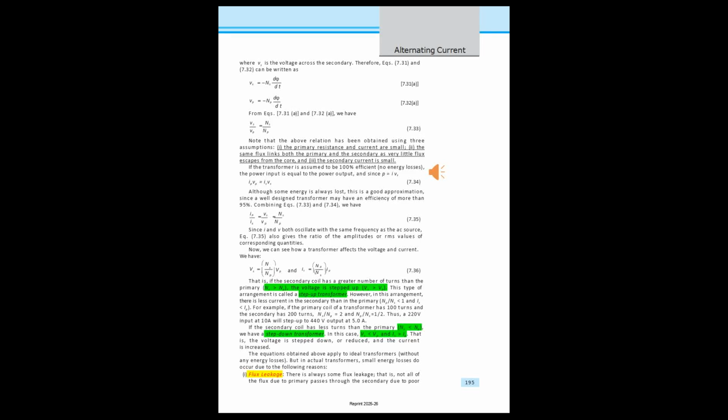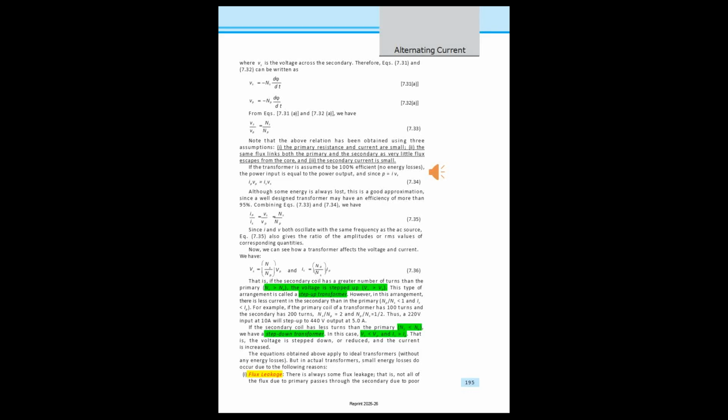If the transformer is assumed to be 100% efficient, with no energy losses, that means the power input is equal to the power output, since P equals IV. So IpVp equals IsVs. That means the product of the voltage and current in the primary coil will be equal to the product of the current and the voltage in the secondary coil. Although some energy is always lost, this is a good approximation since a well-designed transformer may have an efficiency of more than 95%.